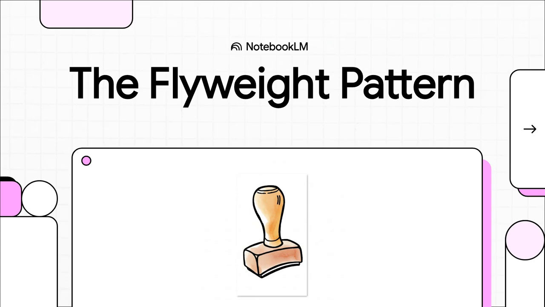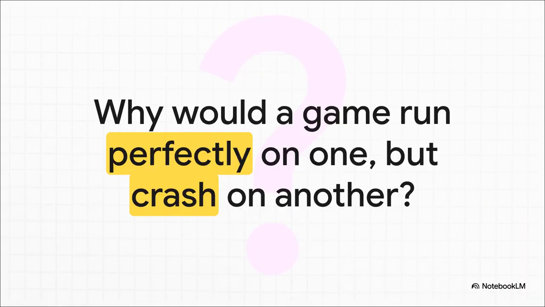Welcome back. Today, we're diving into a seriously clever design pattern that's all about doing more with less. It's called the Flyweight Pattern. And trust me, it's an amazing trick for making your applications way more efficient by fitting a ton of objects into memory. But to really get what this is all about, let's start with a puzzle.